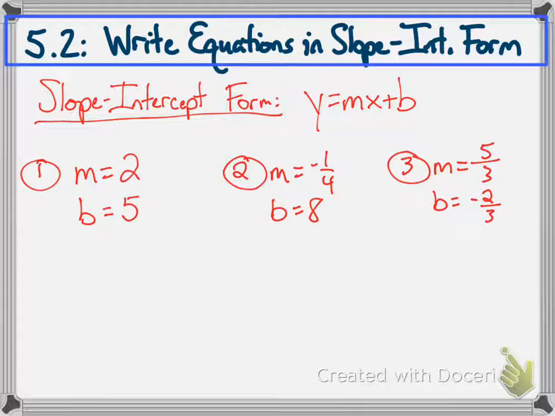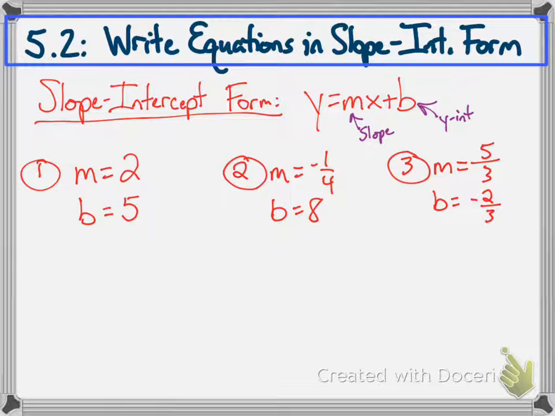So slope-intercept form, you've seen it 18 billion times. Y equals mx plus b. We know m is a slope. We know b is the y-intercept. So we're going to look at two versions of this. We're going to look at the easy version where if I give you the slope and the intercept, they make it really easy to write the equation.